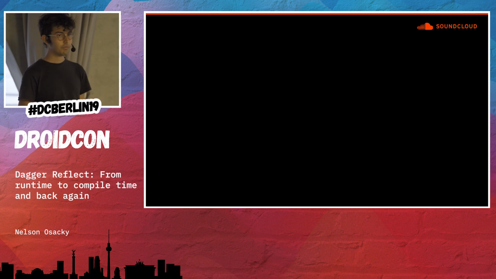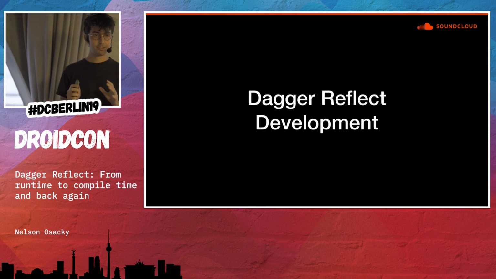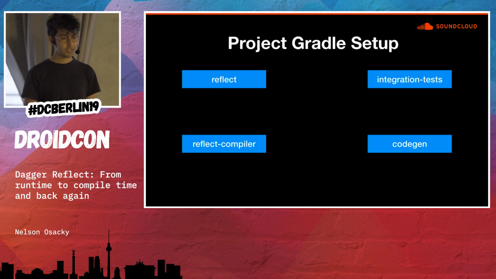All right, so that's enough talk about reflection and boring stuff. Let's move on to how Dagger Reflect itself is developed, because I think it has a really interesting Gradle setup in the project that really helps development. There are people from all over the world contributing to this project, and there's no lead or direction. But actually, the project's Gradle setup makes it very easy to contribute. So there are 4 pieces to it.